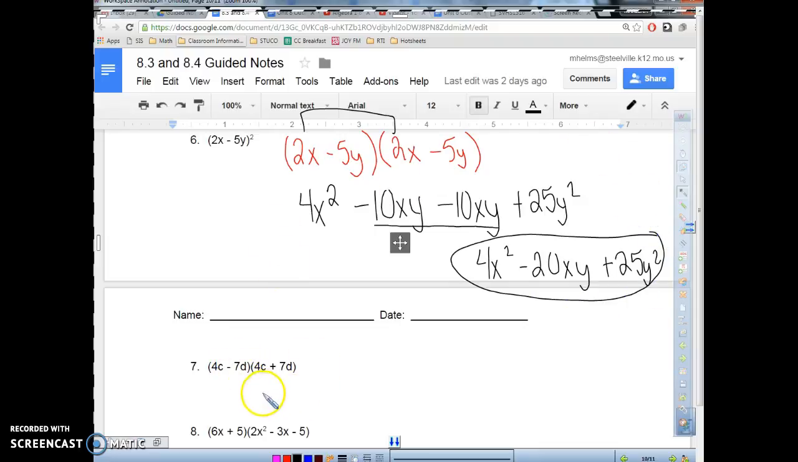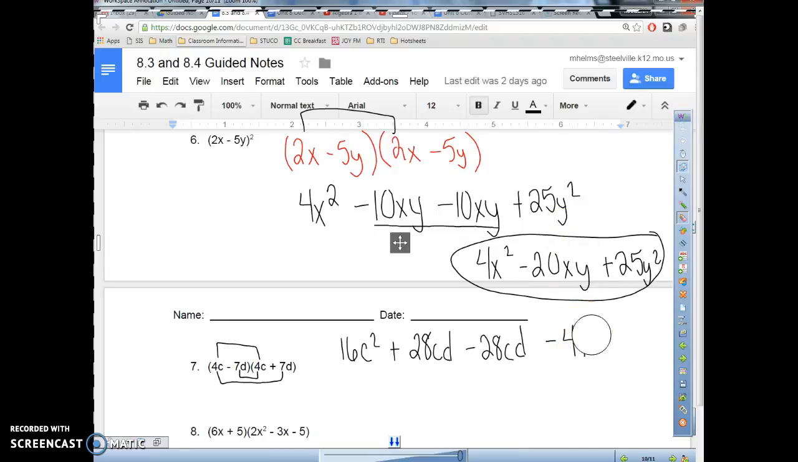Number 7. Number 7 is a conjugate. It's the exact same thing except different signs. So when you FOIL, you have 4c times 4c. So you have 16c squared. Then you have 4c times 7d, plus 28cd, 4 times 7. You have your inner, negative 7 times 4, so negative 28cd. And last, negative 49d squared.